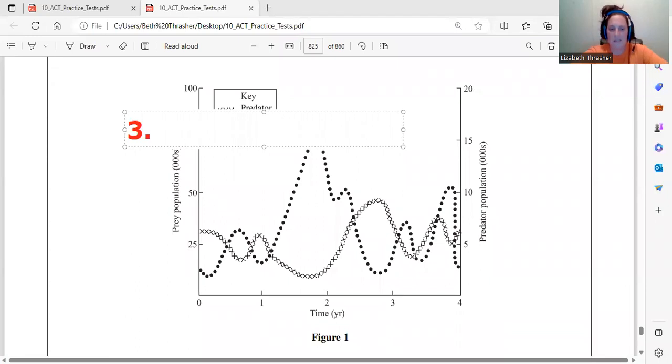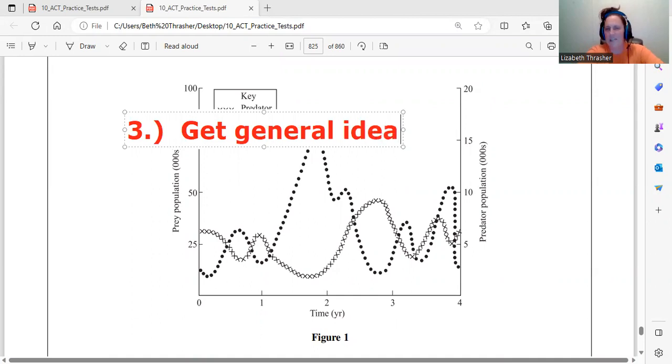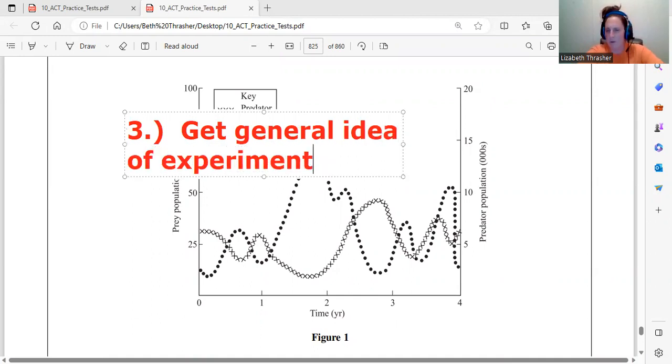Step number 3 is I want to have a general idea of the experiment. What were they experimenting with here? The last one was measuring zones and radon levels. Here they're measuring predators and prey over time. That brings us to number 4. I'm sorry, I told you 3. There are 4 things you want to do.